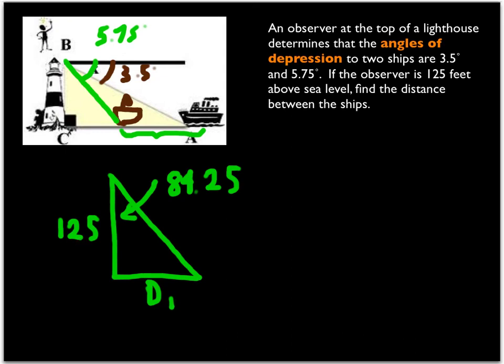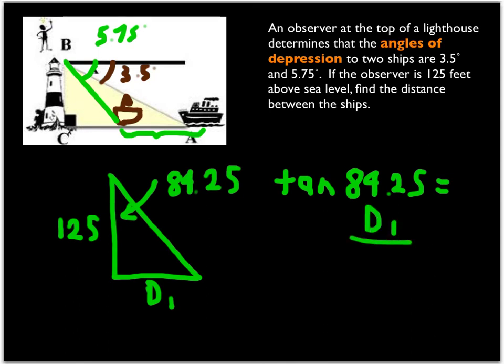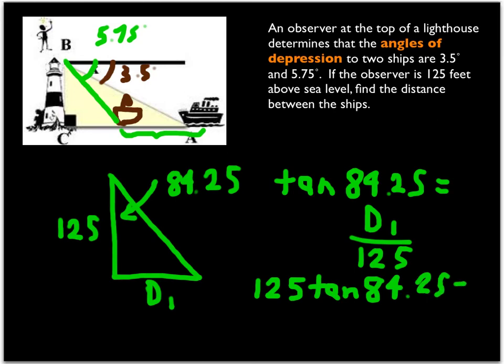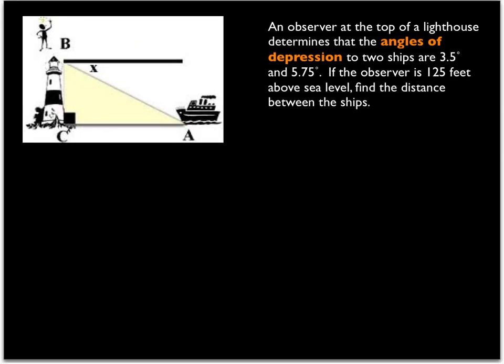So which of the trig functions talks about opposite over adjacent? Well, sure enough, it's tangent. So I'm going to say the tangent of 84.25, kind of running out of room here, equals D1, which I'll call that, over 125. And I'm going to multiply each side by 125. So I have 125 times the tangent of 84.25. And sure enough, that's going to equal 1,241 feet. That's D1.